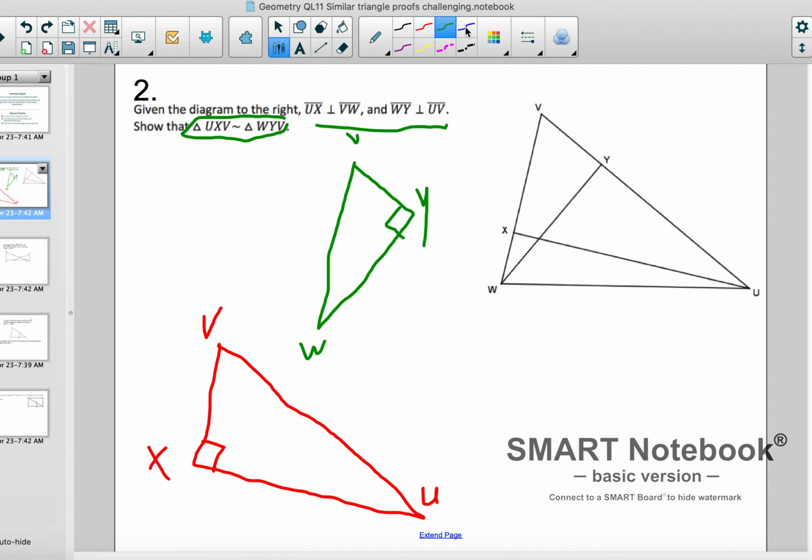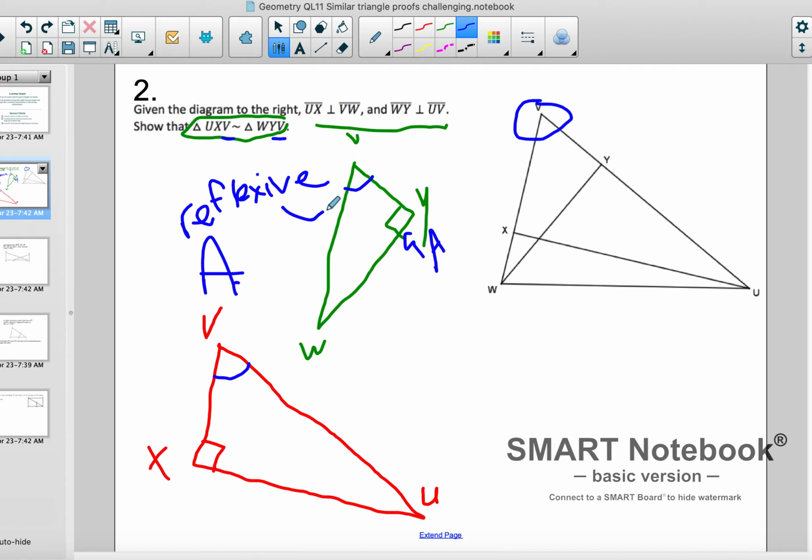The next angle that you got to find, though, is a little bit tricky, but they are overlapping. And if you notice this V guy, V was in both of them, and V is up here. If that's the same angle, we can use that reflexive property again, the reflexive property. And that would be our second angle. So the right angle is one angle, and the reflexive property is that other angle.